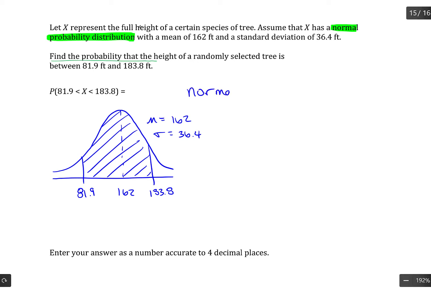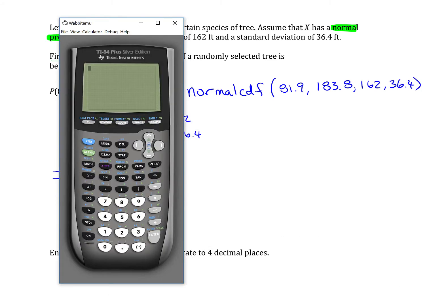And to find the area under a normal distribution curve, we use the function normal CDF, which takes four inputs: the lower bound of our shaded region, the upper bound of our shaded region, and then the mean and standard deviation of our normal distribution. And at this point, we can use the calculator to come up with this area.